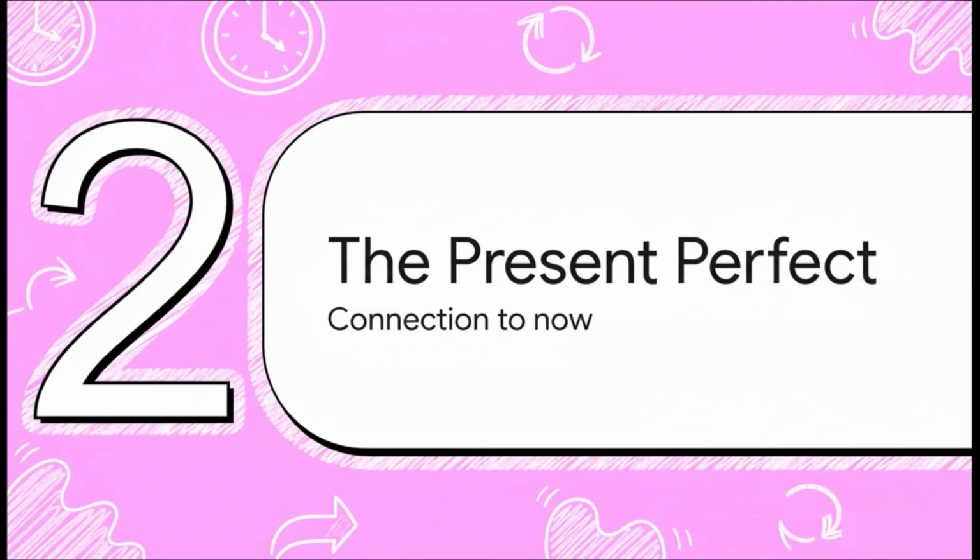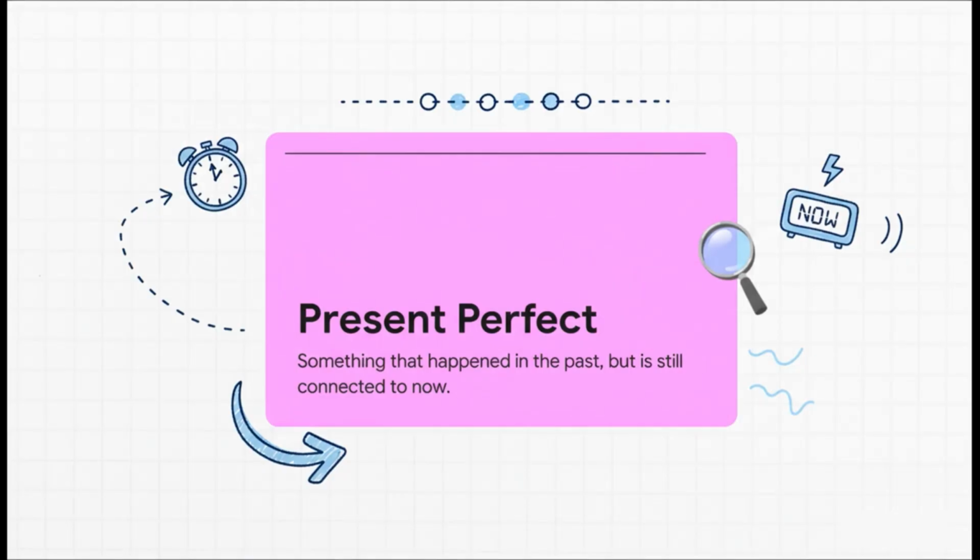Now let's switch gears and talk about the present perfect. And here, the big idea, the key word, is connection. A connection to now. So what is it exactly? Well, the present perfect talks about something that happened in the past, but at an unspecified time. And the most important part is that it has some kind of result or relevance right now. Think of it like a bridge that connects the past to the present.